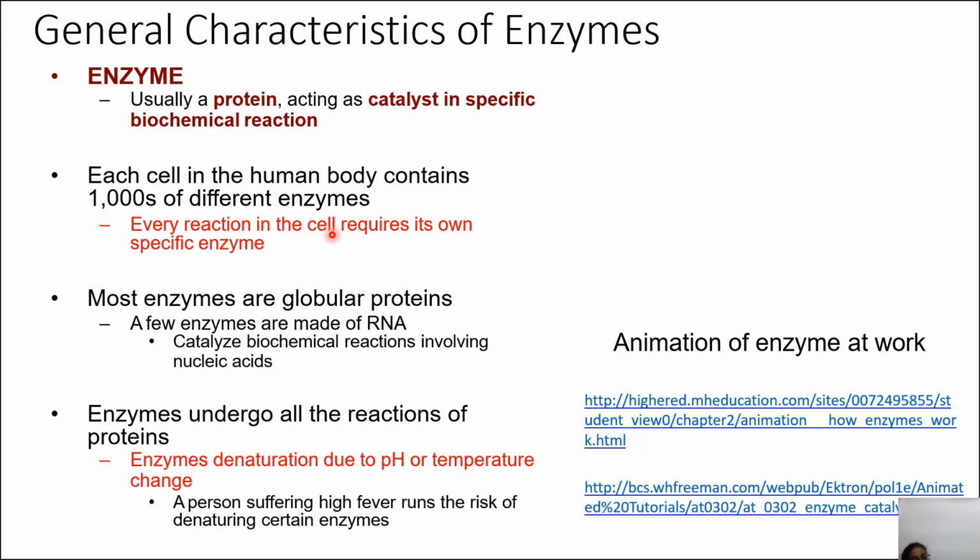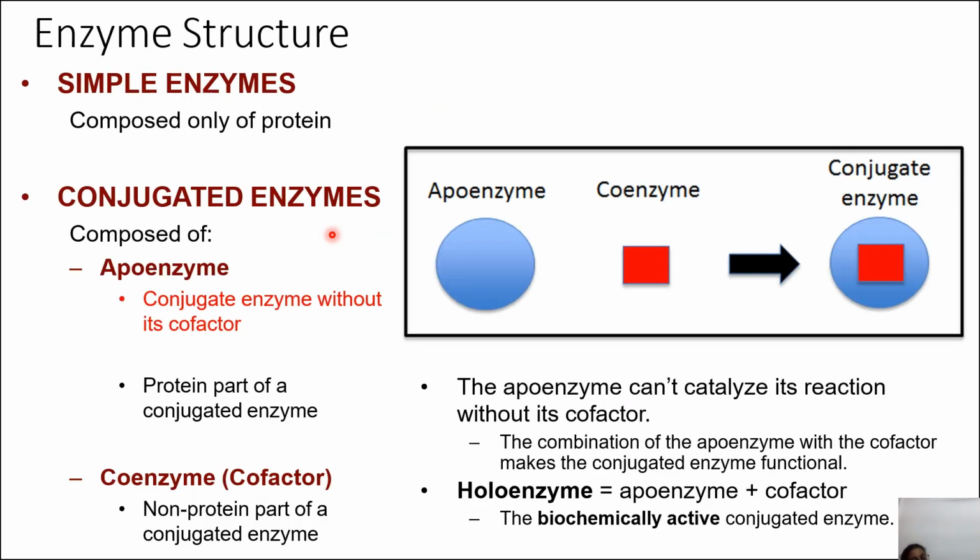Okay. Now we know about the general characteristics of enzymes, usually a protein acting as a catalyst in specific biochemical reactions. Each cell in the human body contains thousands of different enzymes. Every reaction in the cell requires its own specific enzymes. Most enzymes are globular proteins, and a few enzymes are made up of RNA and catalyze biochemical reactions involving nucleic acids. Enzymes undergo all reactions of proteins, like denaturation due to pH or temperature change. A person suffering with high fever will run the risk of denaturing certain enzymes, right?